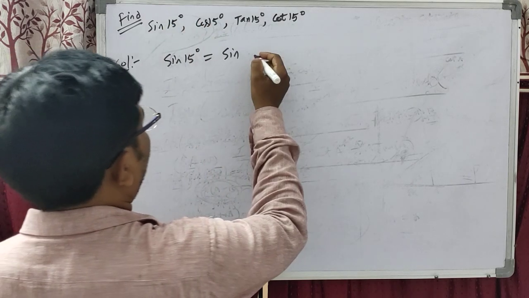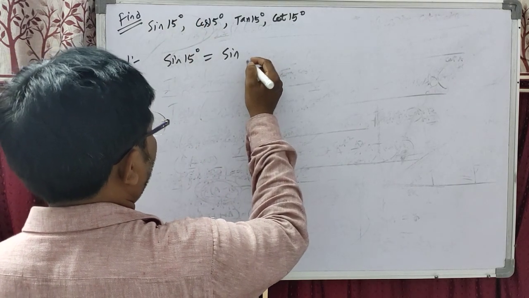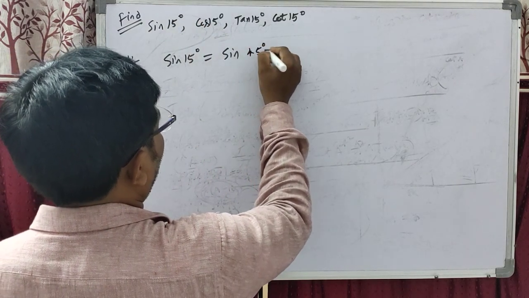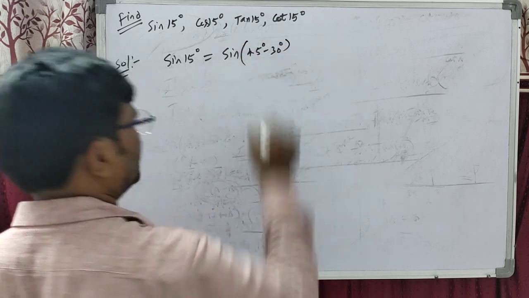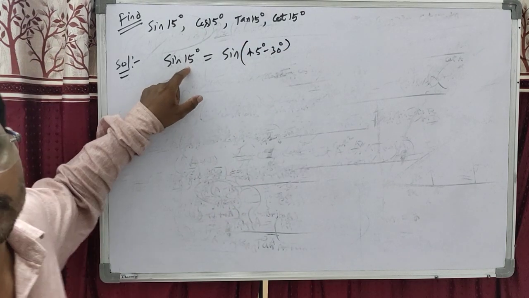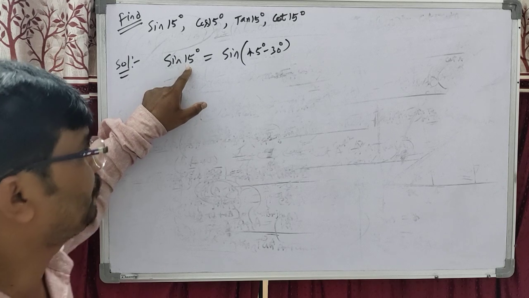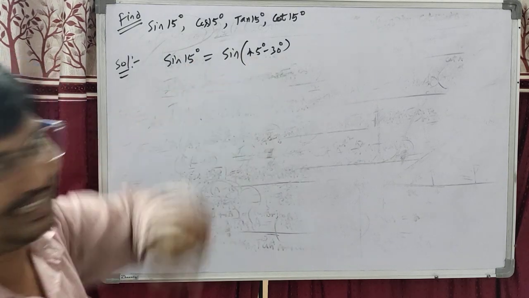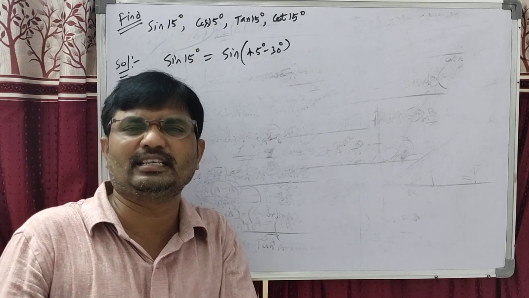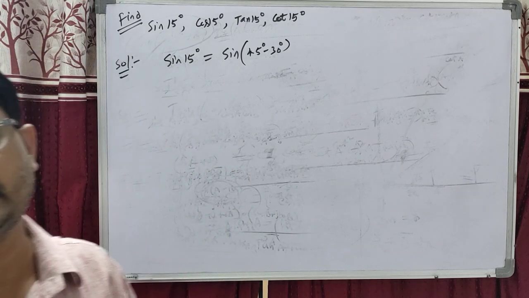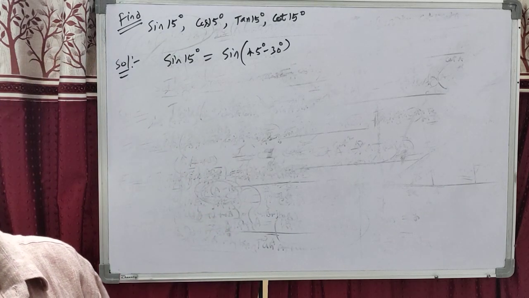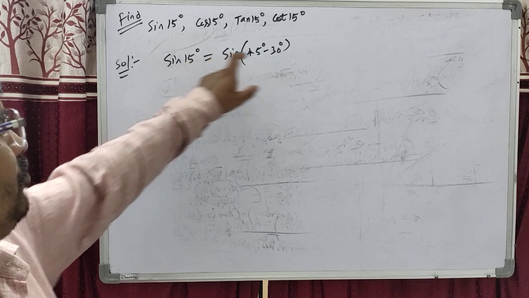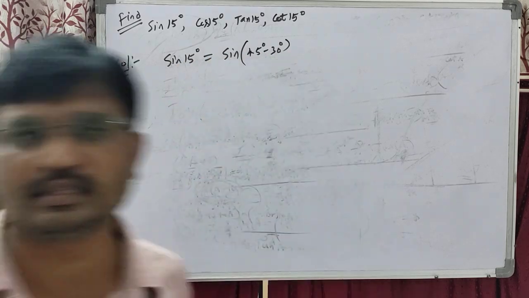Dear students, the 15 is there. Just listen, students. The 15 can be written as 45 minus 30. Suppose there is 75, students. How to write the value of sin 75? 45 plus 30. You can write it as the sum of the angles. 75 is 45 plus 30. Here the 15 we can take as 45 minus 30.